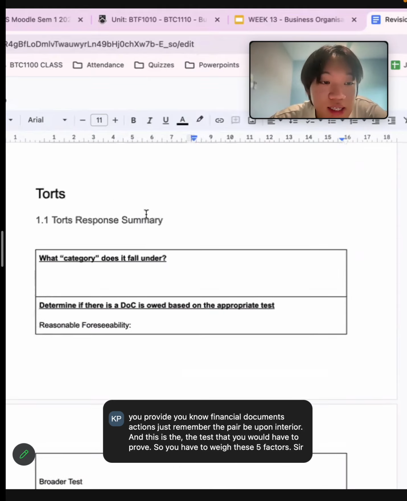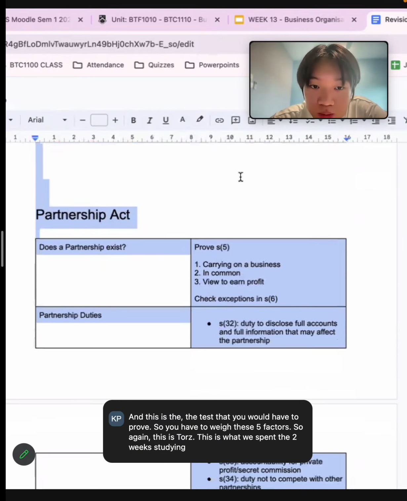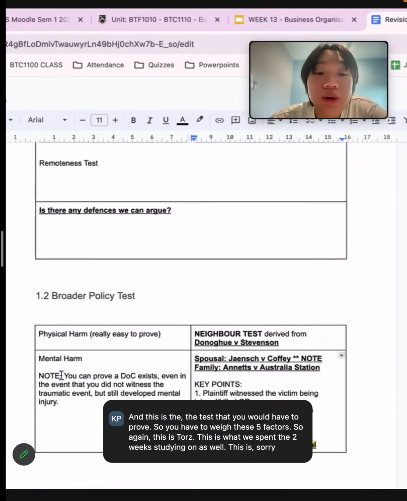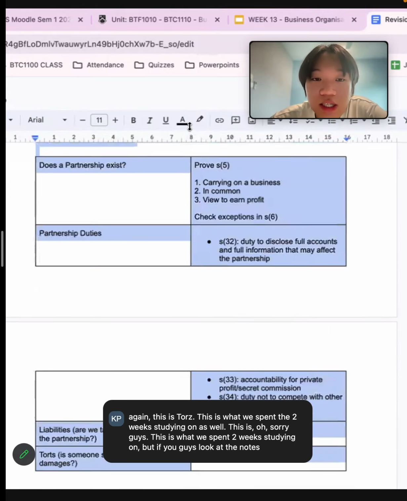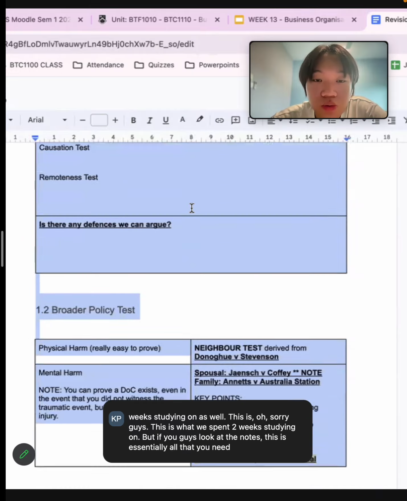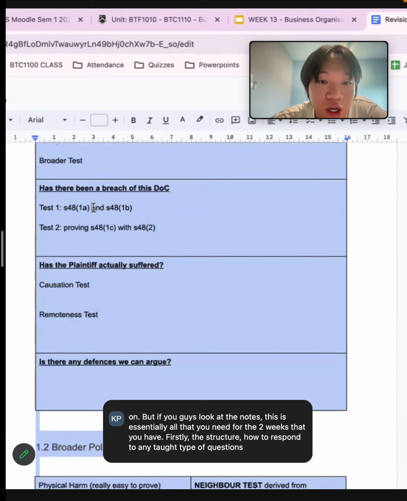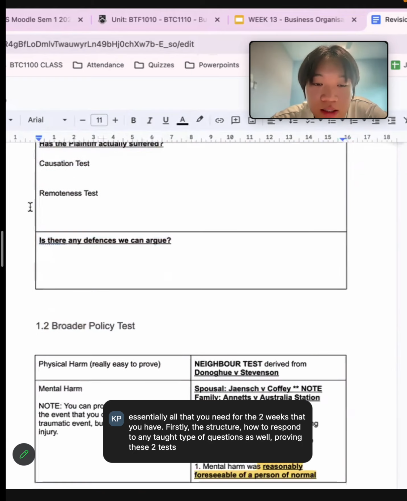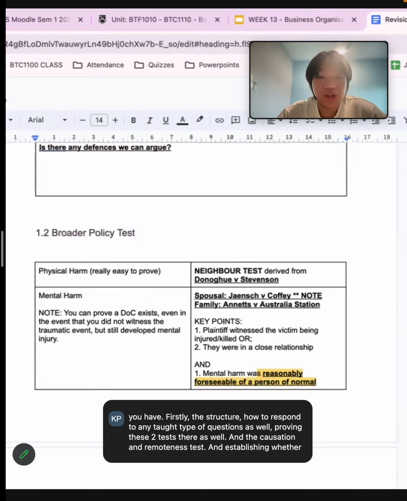So again, this is torts. This is what we spent the 2 weeks studying. But if you look at the notes, this is essentially all that you need for the 2 weeks that you have. Firstly, the structure, how to respond to any tort type of questions, proving these 2 tests, and the causation and remoteness test, and establishing whether or not a duty of care exists.